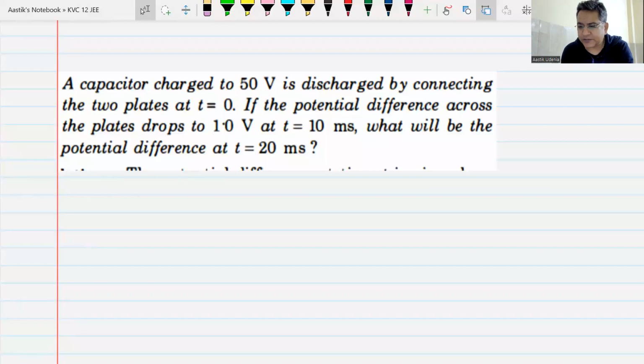What are you saying, beta? The potential difference is given: the original potential difference, the original battery, which it is charged to, is 50 volt. In 10 milliseconds, it has become 1 volt. You have to find out the potential difference at 20 milliseconds. Yes, what have you done? Can anyone tell me? I have given you some time.